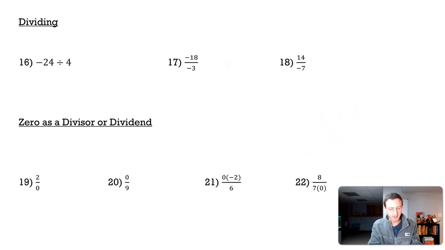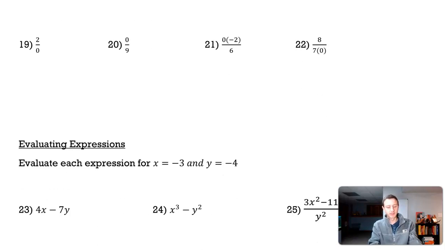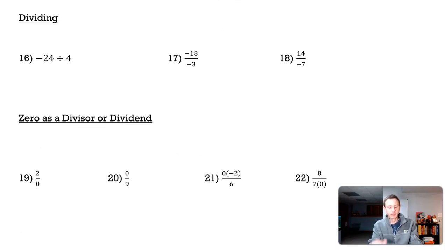And the last topic is dividing, and then dividing by 0, and then we're going to evaluate some expressions here. So dividing, same rules as multiplying. If you're dividing a negative into a positive, that's a negative. Dividing a negative into a negative, that's a positive, and so on. So 16, negative 24 divided by 4. Negative divided by a positive is negative. 24 divided by 4 is 6, so we get negative 6.